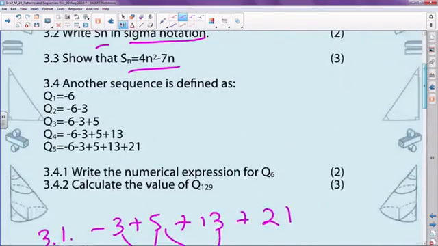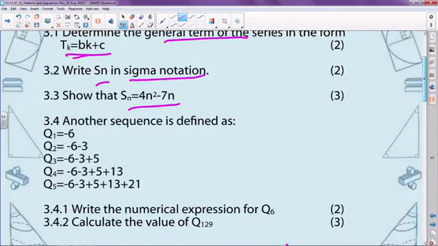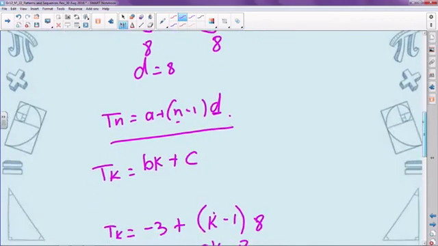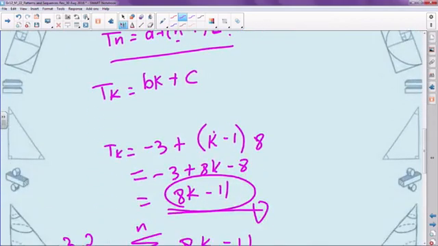Okay, guys, we quickly want to get into the next one. I want to at least give you an idea of how to approach this one. All right, so 3.4 says another sequence is defined as Q1 is equal to minus 6, Q2 is minus 6 minus 3, Q3 is minus 6 minus 3 plus 5. And what you'll see is that the end terms, the minus 3 plus 5 plus 13 plus 21, are the sequence that we were dealing with just now. So when they say write down the numerical value for Q6, all we're going to do is the following.